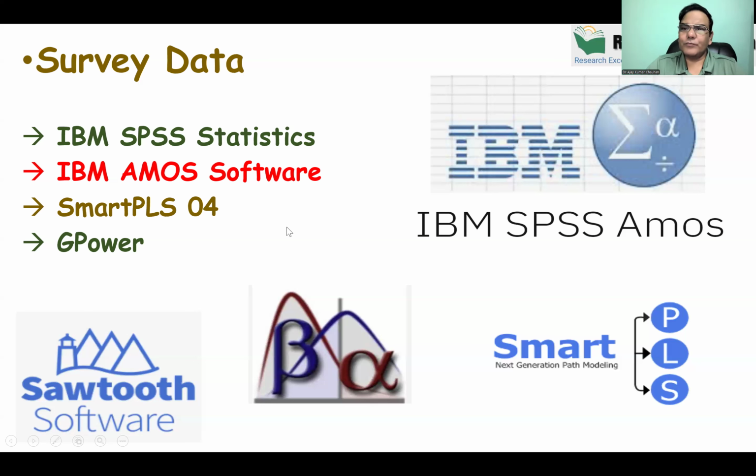I also came across a new software called Sawtooth software. Sawtooth software is used for marketing research techniques, especially if you want to apply conjoint analysis. The software Sawtooth is excellent. Although we can do conjoint in SPSS also, Sawtooth is software especially designed for conjoint analysis. All types of conjoint analysis can be done with the help of this software.